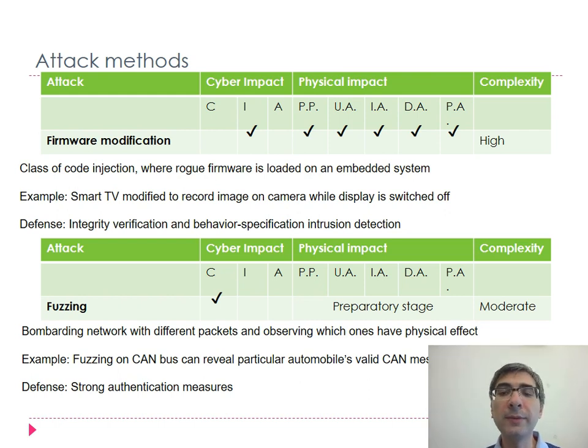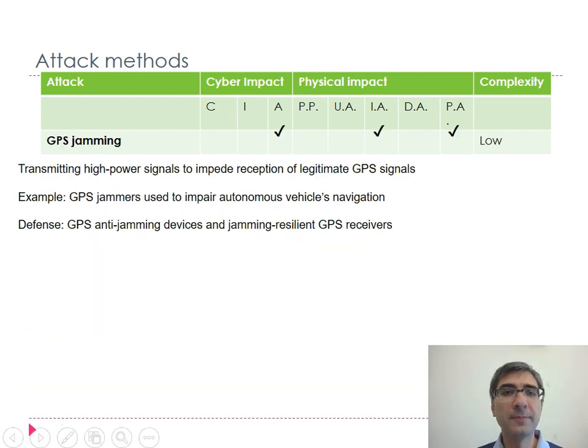So by sending all the different combinations, or many, we do what is called fuzzing, and fuzzing has been used, for example, for CAN bus to reveal for a particular car's CAN messages which ones correspond to what. So which message is the one that, for example, might open the window. And defense for this tends to be different types of authentication, so making it difficult to be in the network and do fuzzing in the first place.